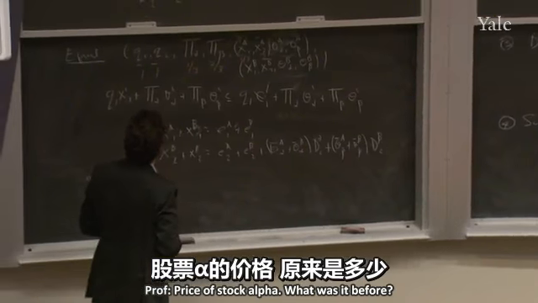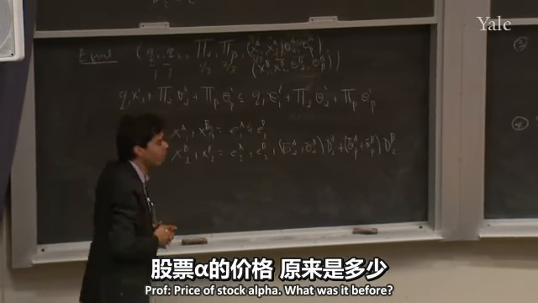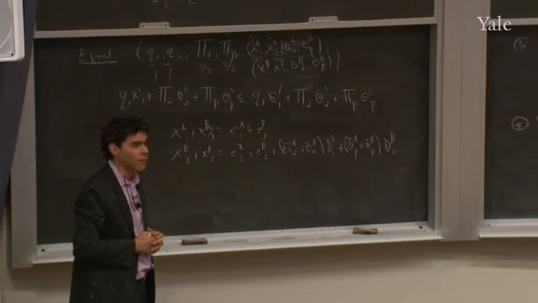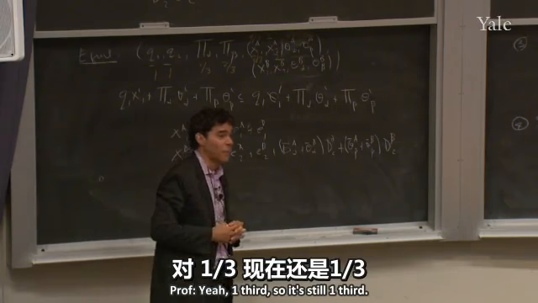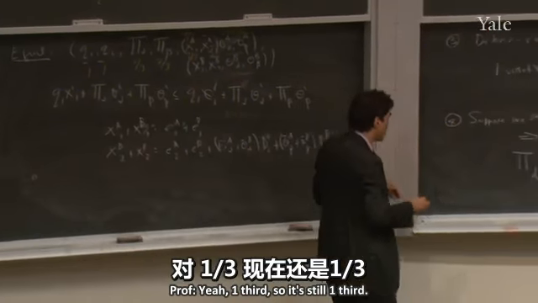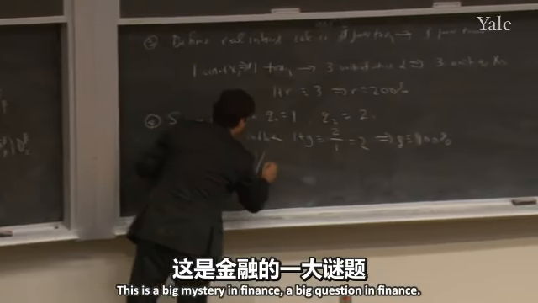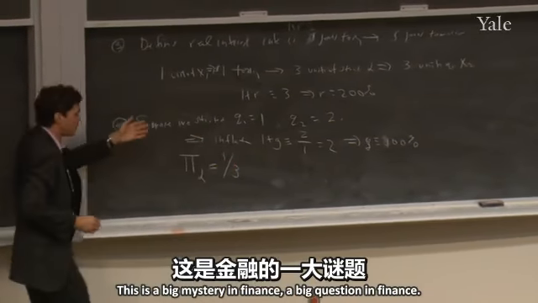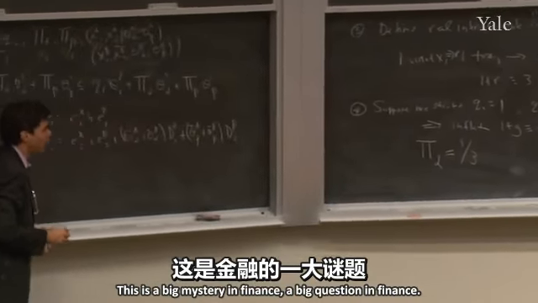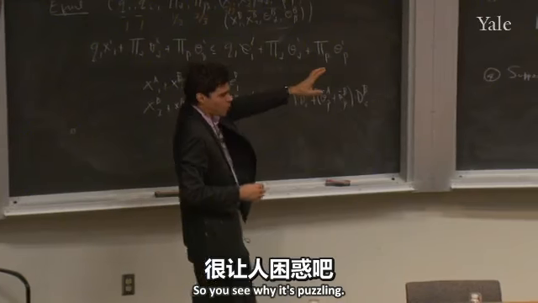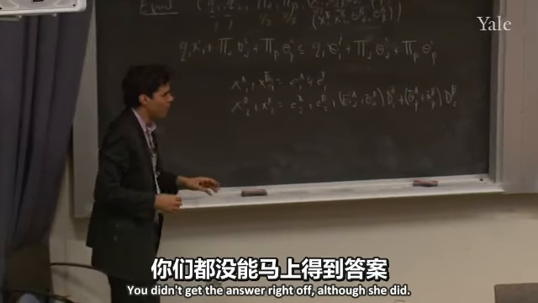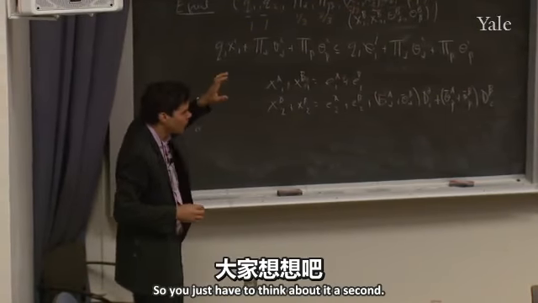Price of stock alpha. What was it before? One third. So it's still 1/3. Okay, so this is a big mystery in finance, a big question in finance. And now you see why it's puzzling. You didn't get the answer right off, although she did. But you just have to think about it a second.